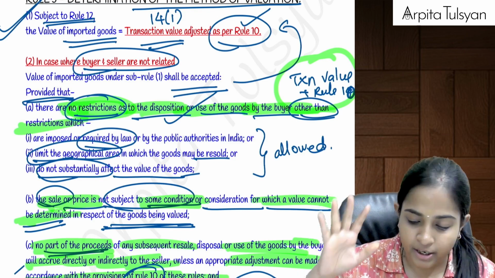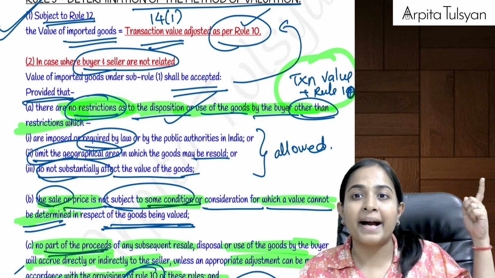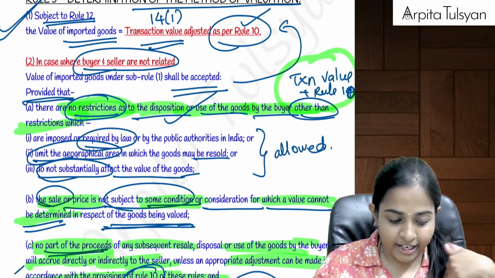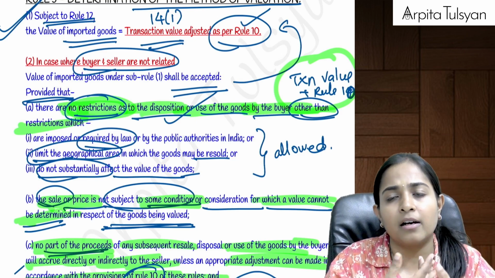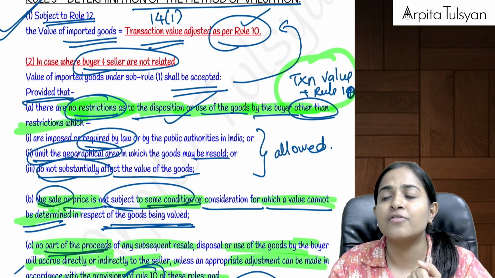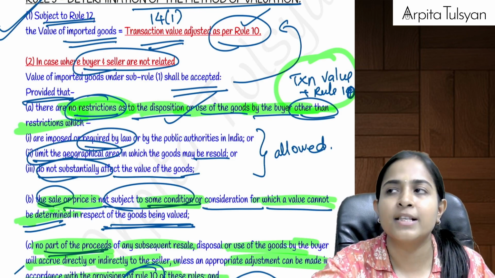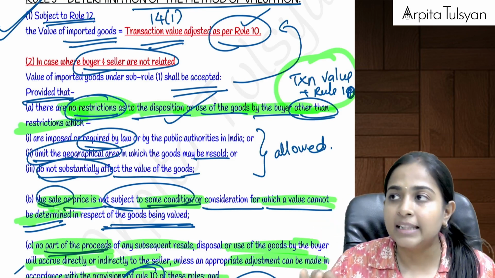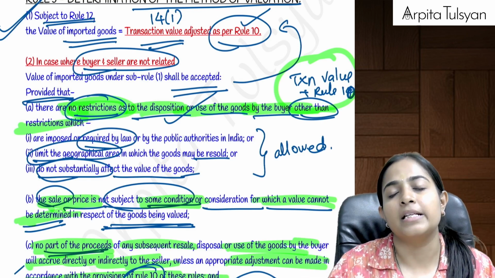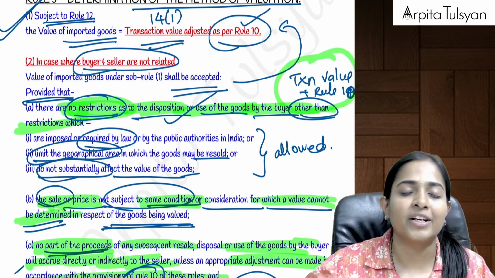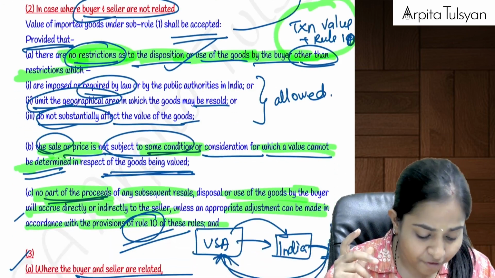of imported goods, provided there are no restrictions put by the exporter on the importer here in India, except for some geographical sale restrictions or any restrictions required by law in India, or any other restrictions which do not influence the price. Then that is okay. Otherwise, if these two are not related, then in such a case, whatever value we have declared, that value will be considered for the purpose of customs.